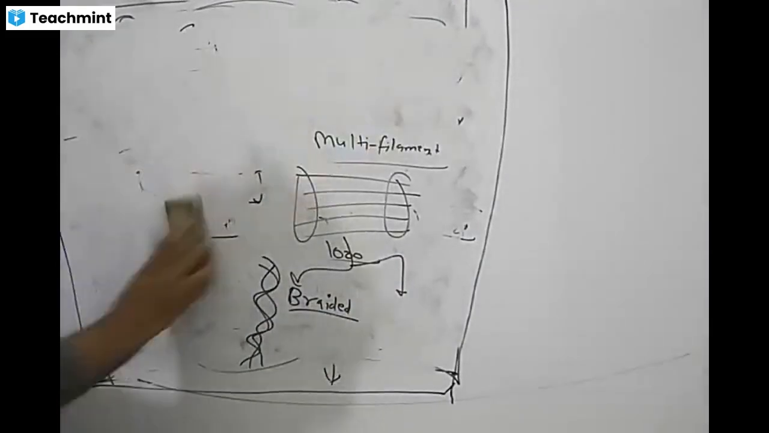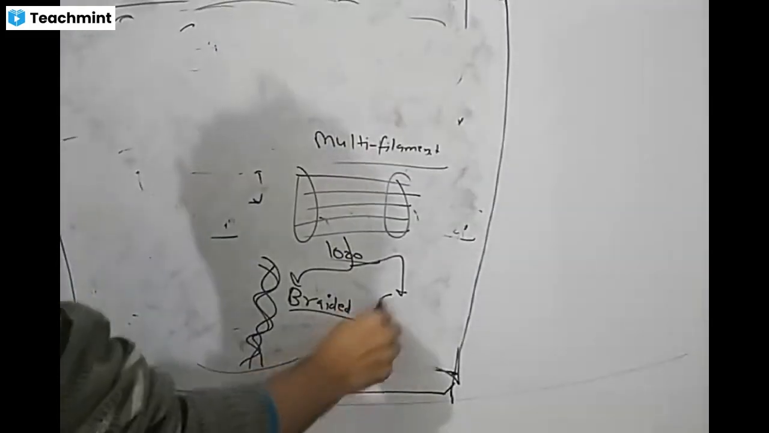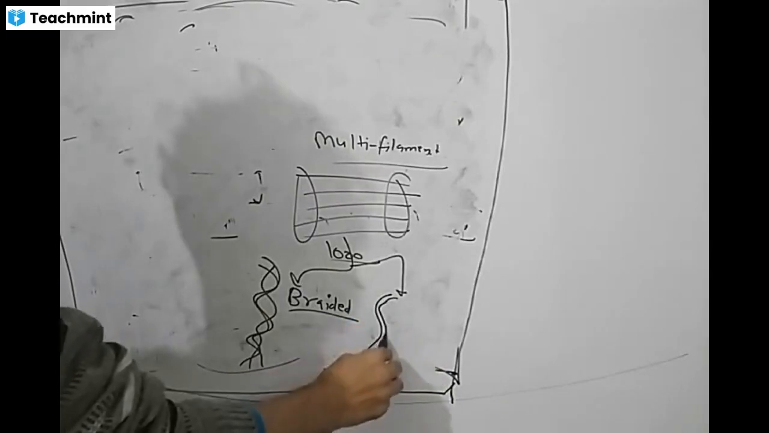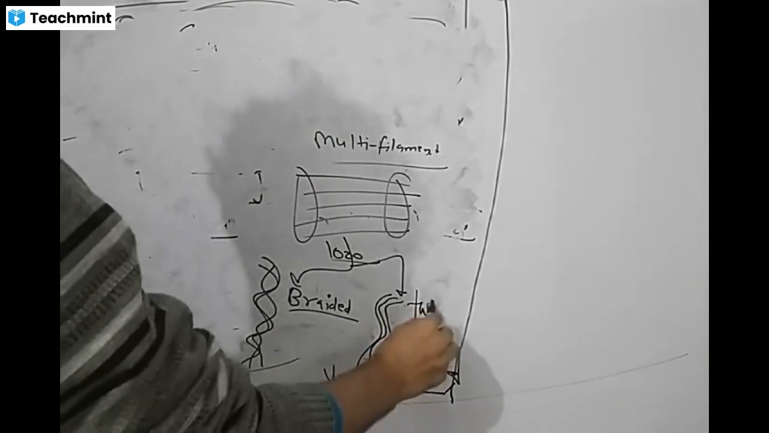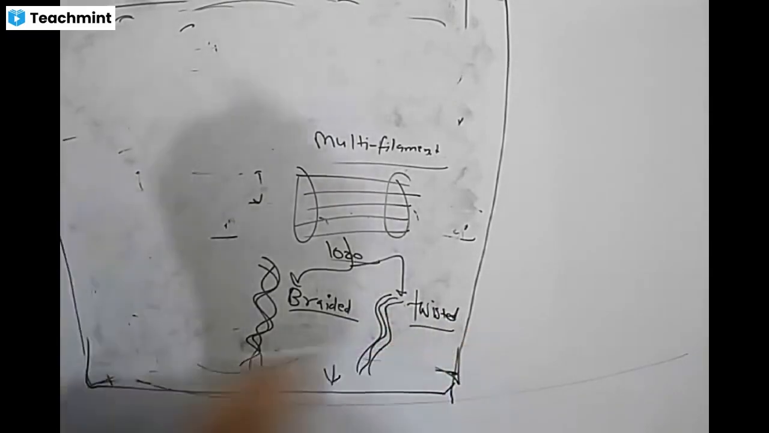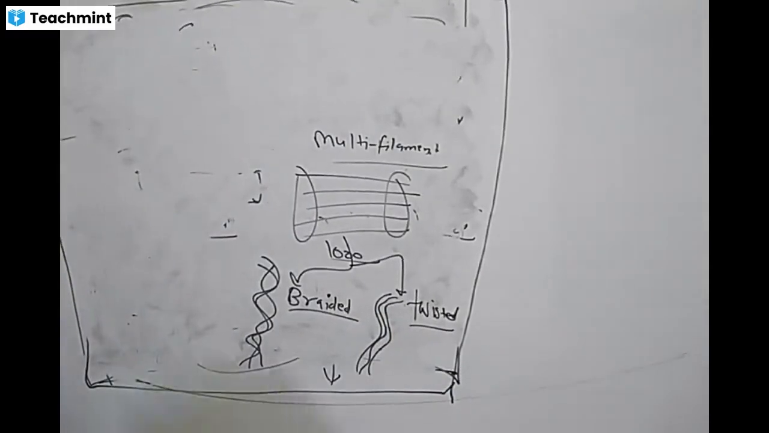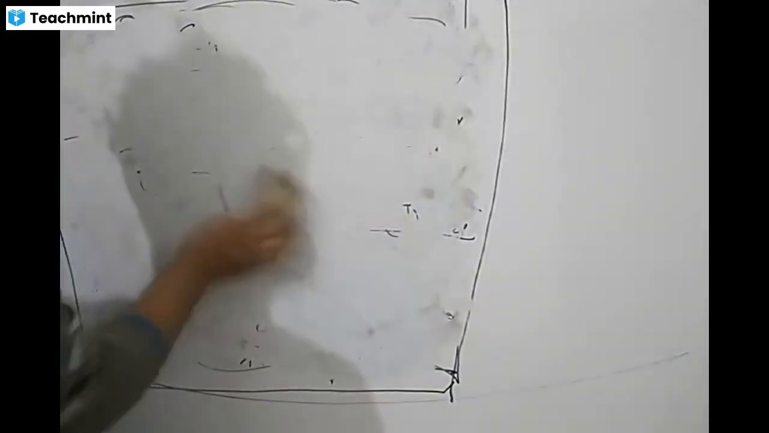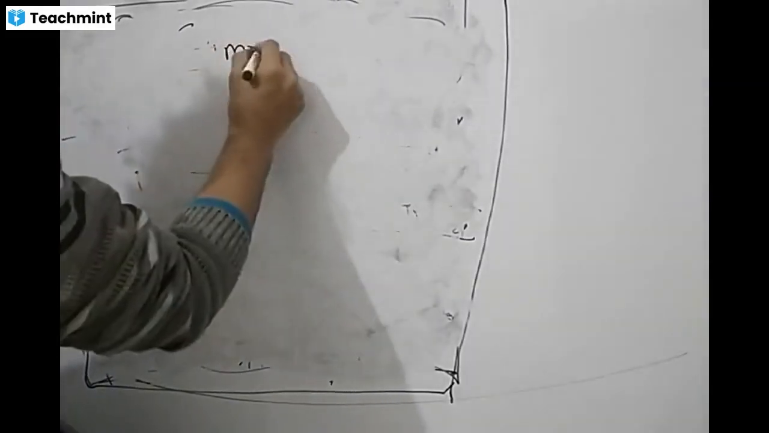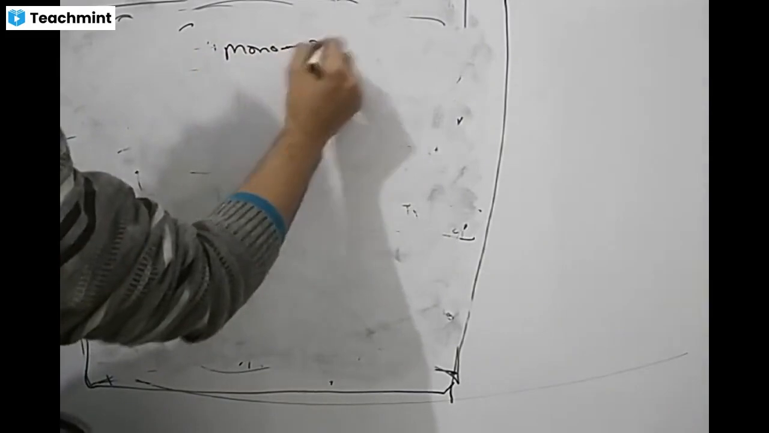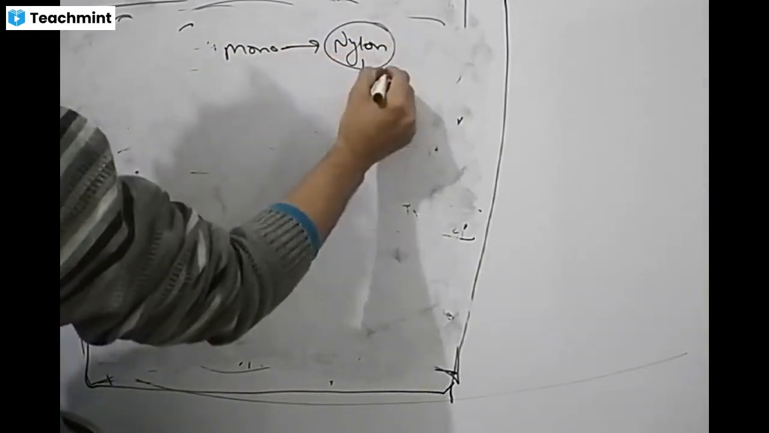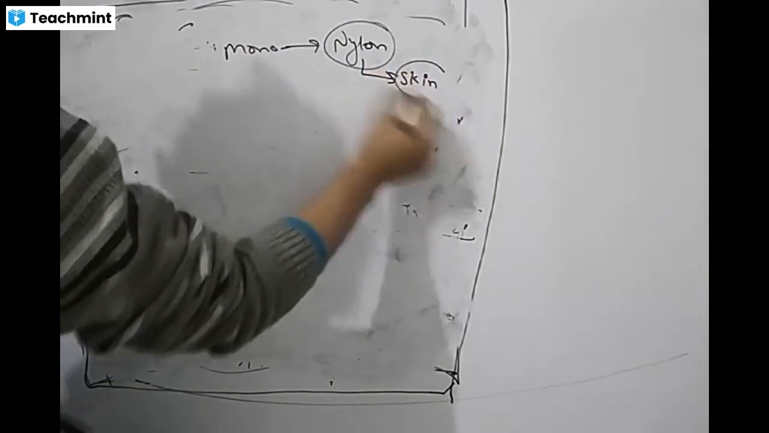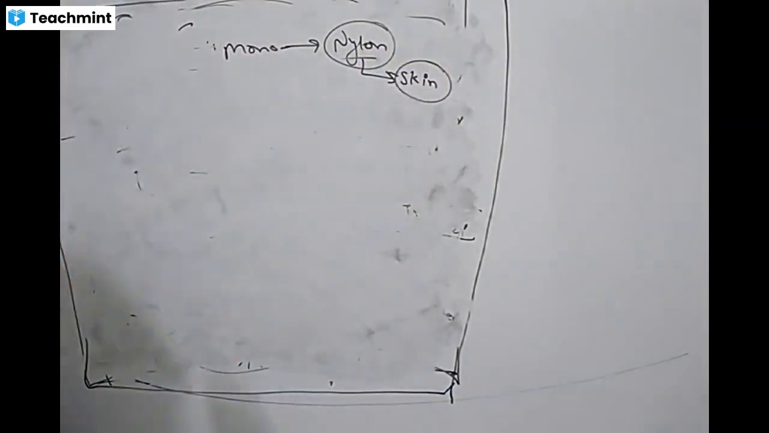Or they may be simply twisted on each other. So in case of structure, a monofilament example is your nylon. Mostly we use nylon on skin closure, and that is your monofilament.